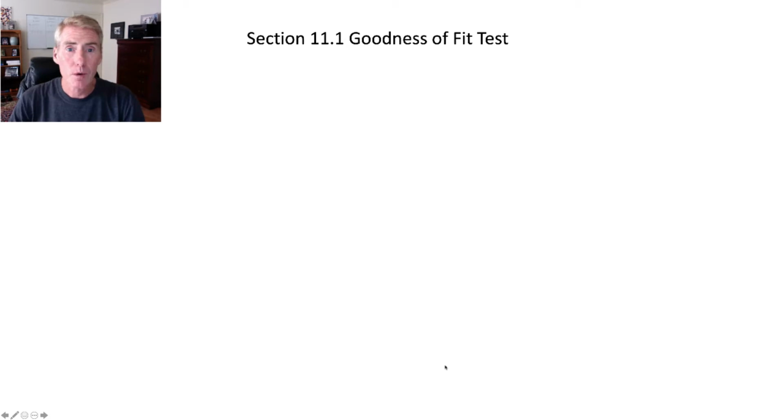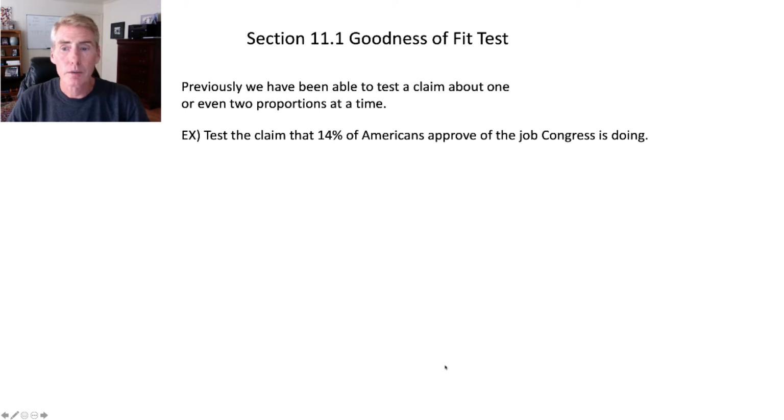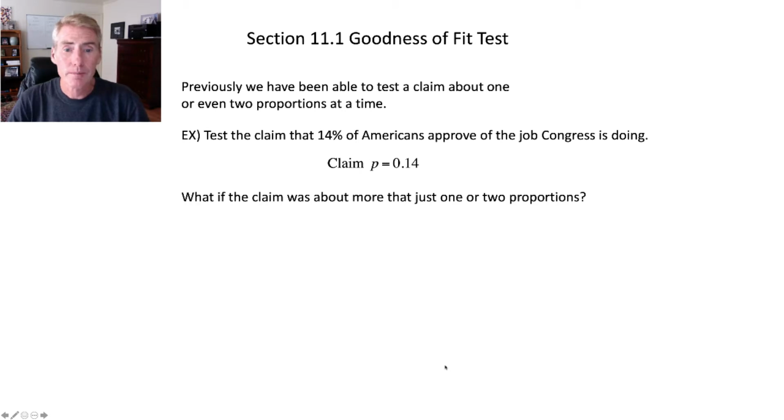Section 11.1 is called the Goodness of Fit Test, and basically means that somebody is going to make a claim and then we have to see how well, or the word goodness, how well the data actually fits. So in the past, we could make claims about one proportion or even two proportions back in chapters 8 and 9. So for example, test the claim 14% of Americans approve of the job Congress is doing. Someone makes a claim like that, it's just one proportion. So there's the claim, P equals 0.14.